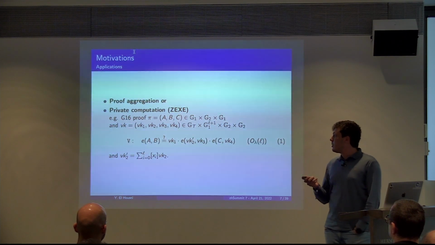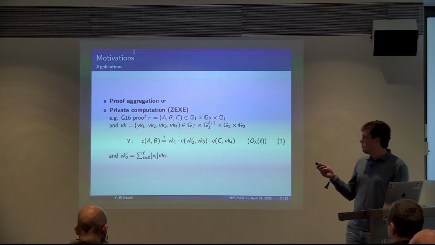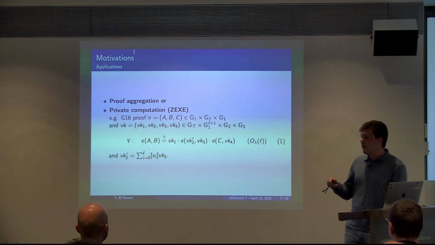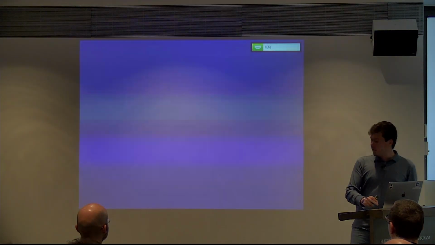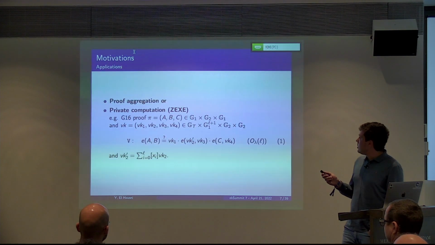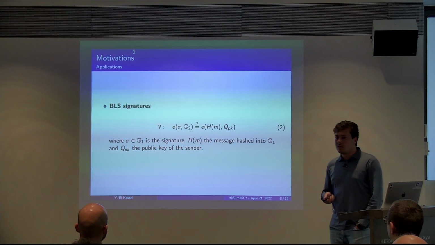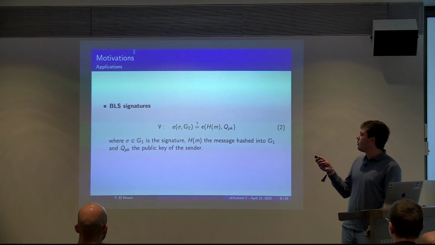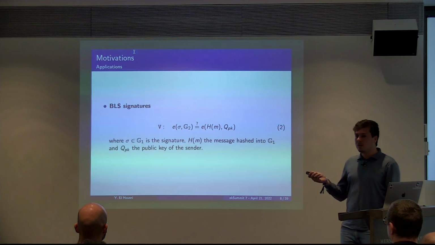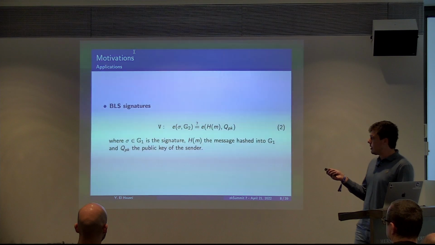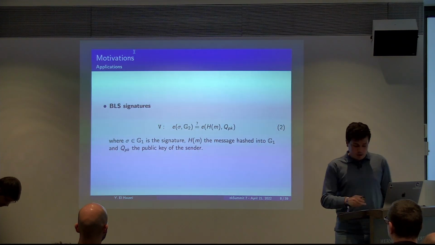ALIO is using this in production to have these verification keys as secrets, so that you have a universal circuit. Another application is BLS signatures. The BLS signature verification is also this pairing equation, and CELO is using in production a SNARK to prove this BLS signature. So this is another application.